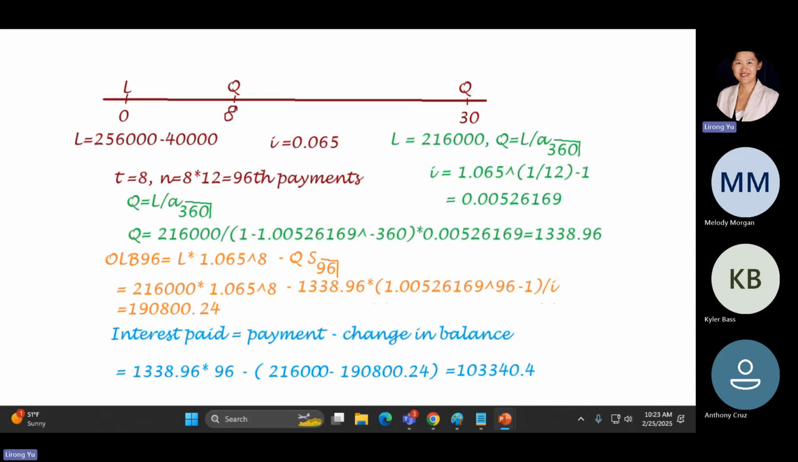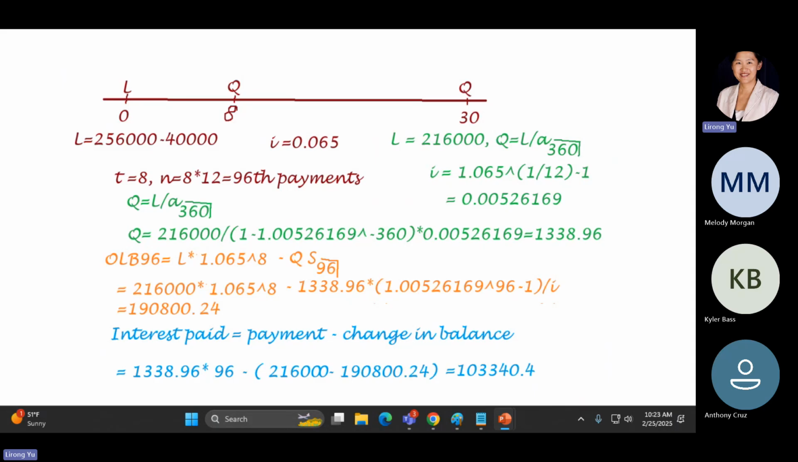So how much interest did they pay? The payment that they paid includes the original money and then the interest. So the actual payment is the same payment Q times 96. They paid 96 payments of 1,338.96. Those are the total number of payments.